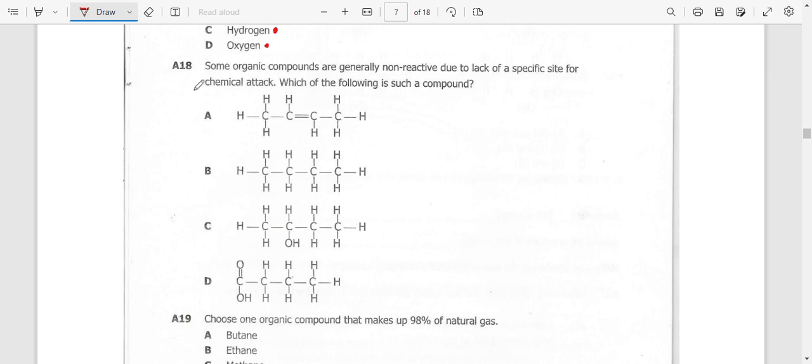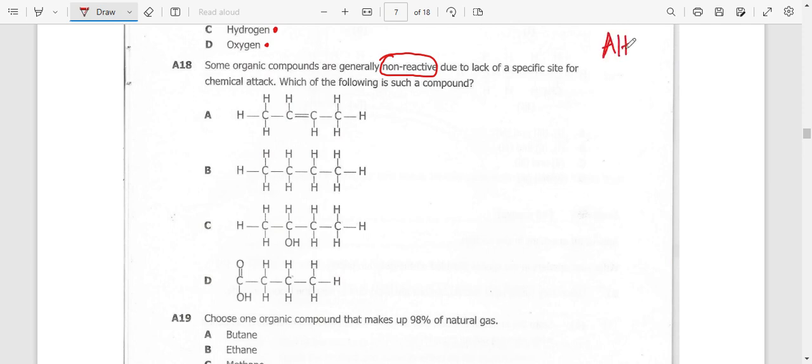Yes, sir. Question 18. Some organic compounds are generally non-reactive due to lack of specific site of chemical attack. Which of the following is such a compound? Now, they are generally non-reactive. This word is what I want. So when you talk about non-reactive compounds, you basically refer to organic compounds.